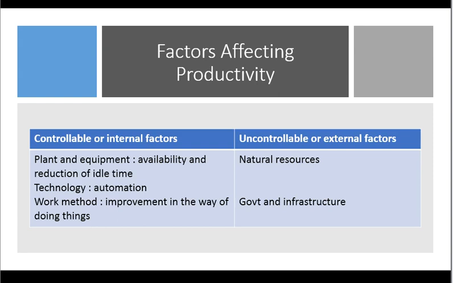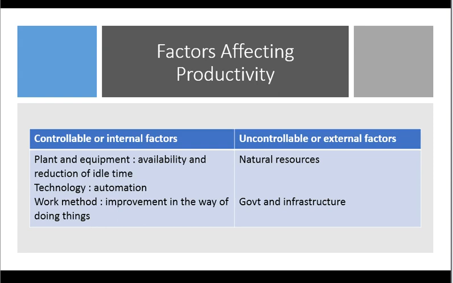It means if we continuously improve, and that is by use of the controllable factors, like proper utilization of resources. There are many resources like man, machine, and so on that we discussed already. So by proper utilization, how to properly utilize? By controlling the internal factors, and those internal factors are plant and equipment, technology, and work method.